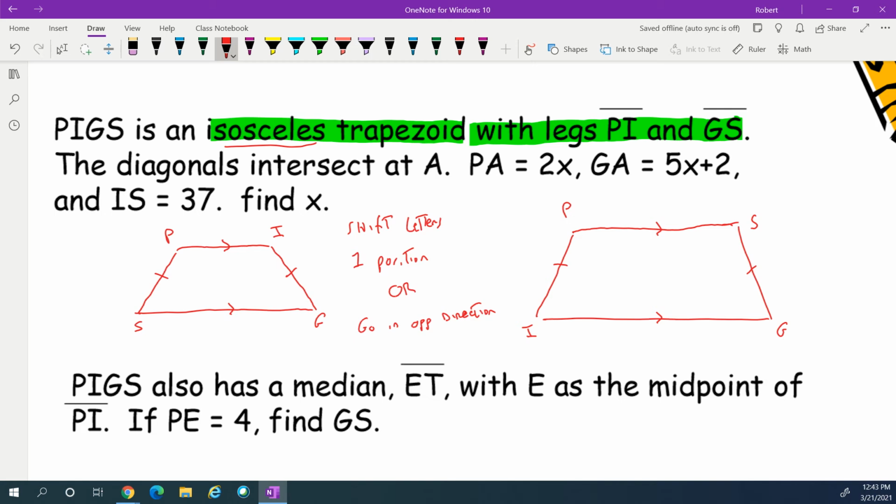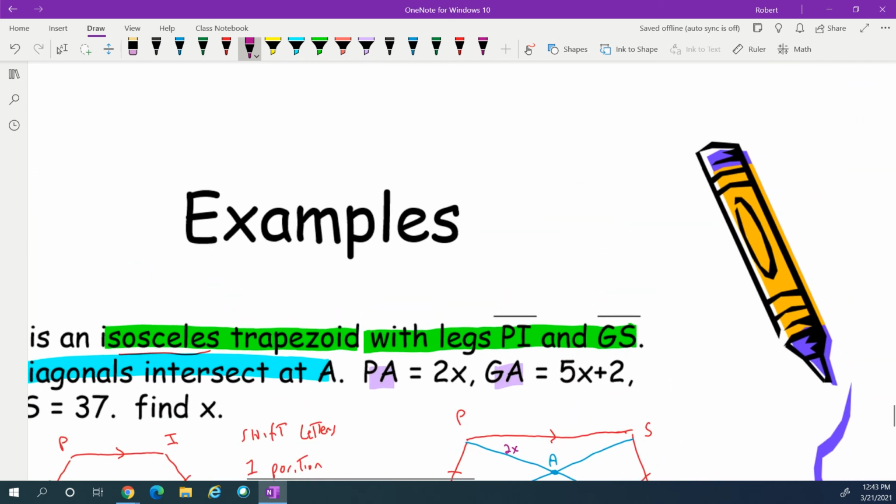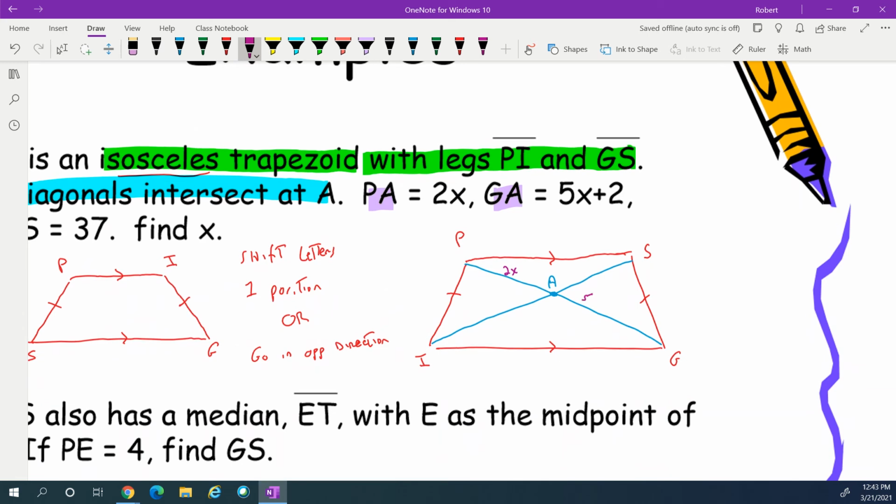So now that I have a picture that works, I'm going to put in those diagonals. They intersect at A. And let's see what they've told us. They gave us PA and GA, so I want to get them into the picture. PA is 2x. GA is 5x plus 2.